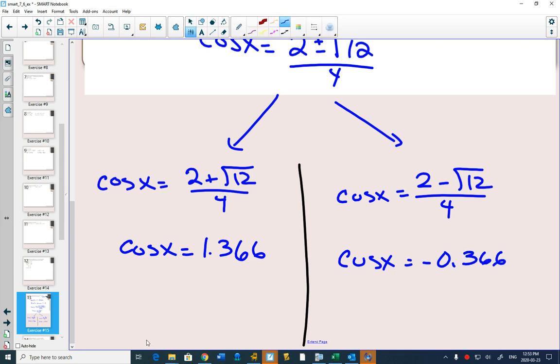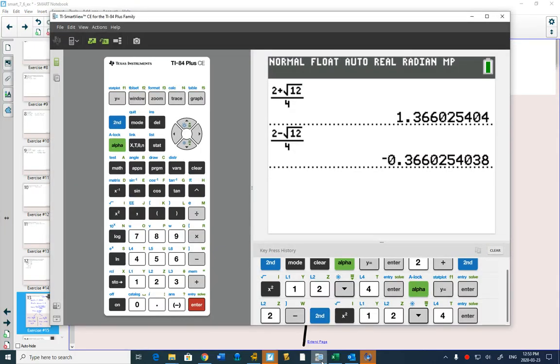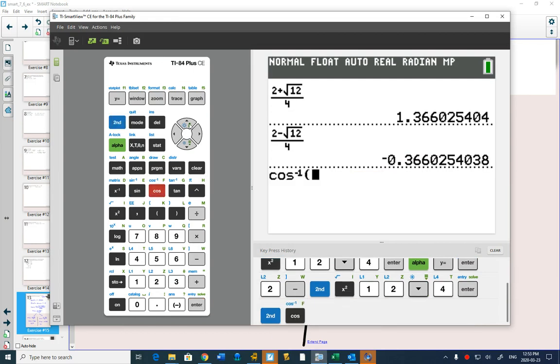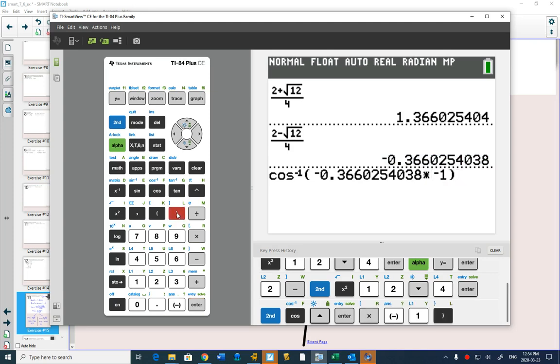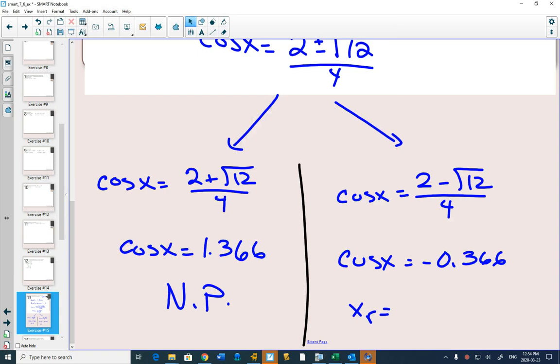So first of all, on the left-hand side, this is an easy one. This is not possible because the value is bigger than 1 and cos can't be bigger than 1. On the right-hand side, we're going to need to find our reference angle, and we find our reference angle by doing cos inverse of the value, but the problem is this value is negative. And when we find our reference angle, we always have to do a positive value. So I multiplied it by a negative 1 there to get a positive value, giving me a reference angle of 1.196.